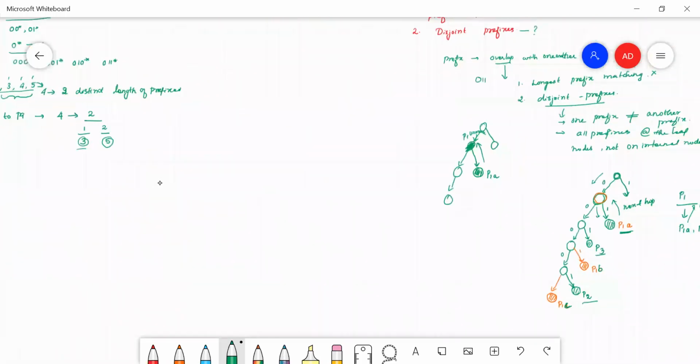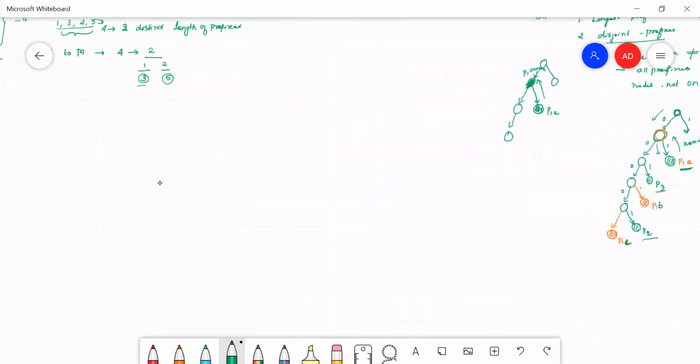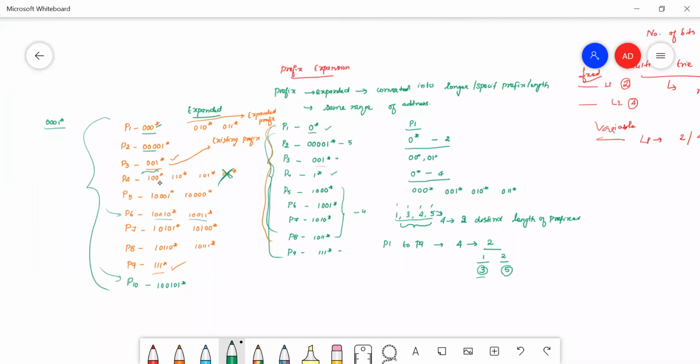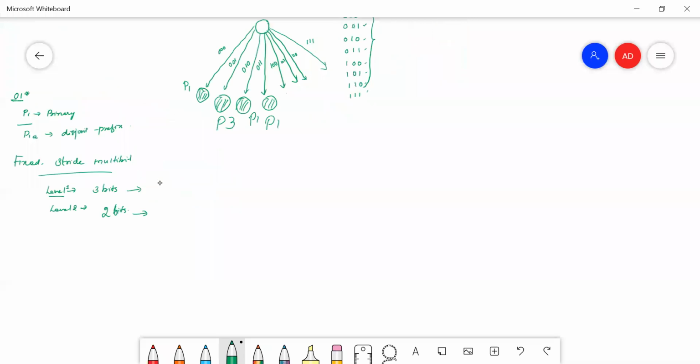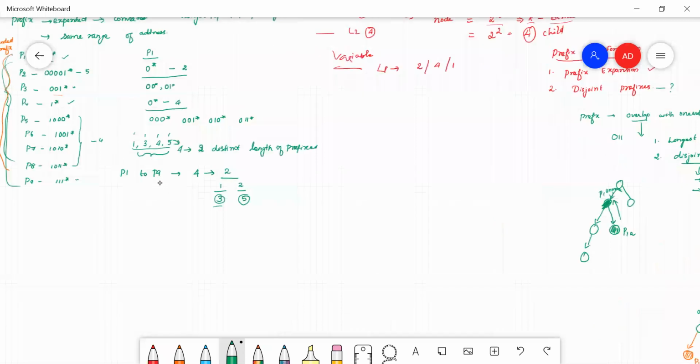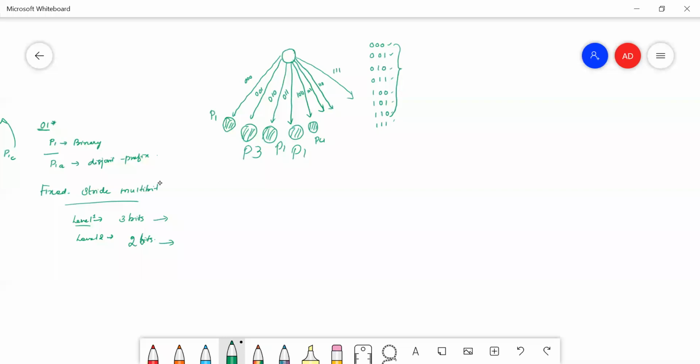So let's see in the example. It says 100 corresponds to the prefix P4, so we can write here P4. And 101 is again P4. So we'll write it as P4. And 110 corresponds again to P4, and 111 corresponds to P9.